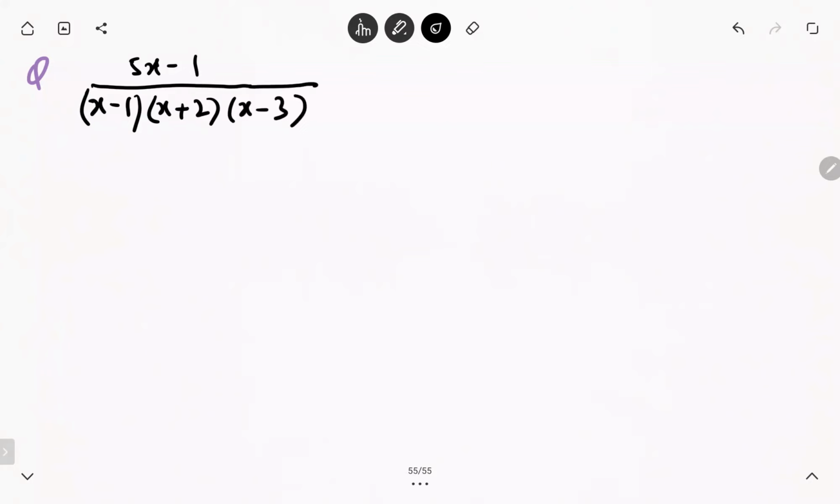Resolve into partial fraction. It is 5x minus 1 over x minus 1, x plus 2, x minus 3. Resolve this into partial fractions. How many fractions will there be? This time 3. So you need to suppose now a over x minus 1 plus b over x plus 2 plus c over x minus 3.